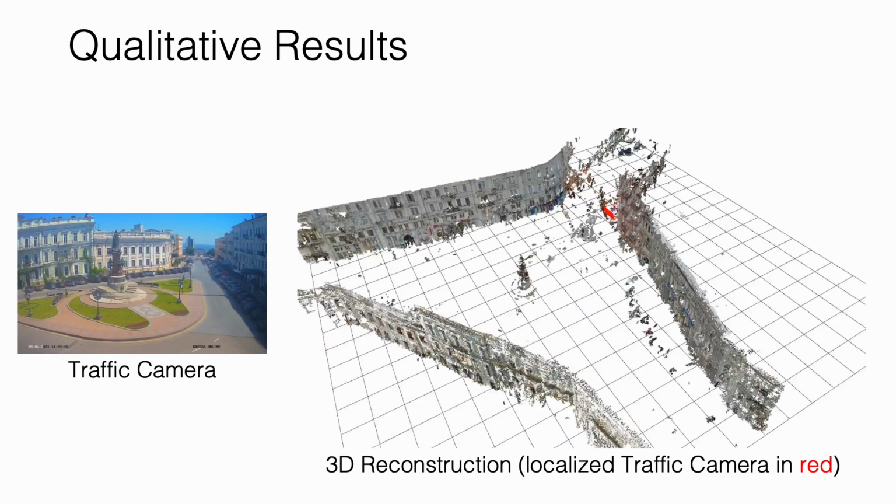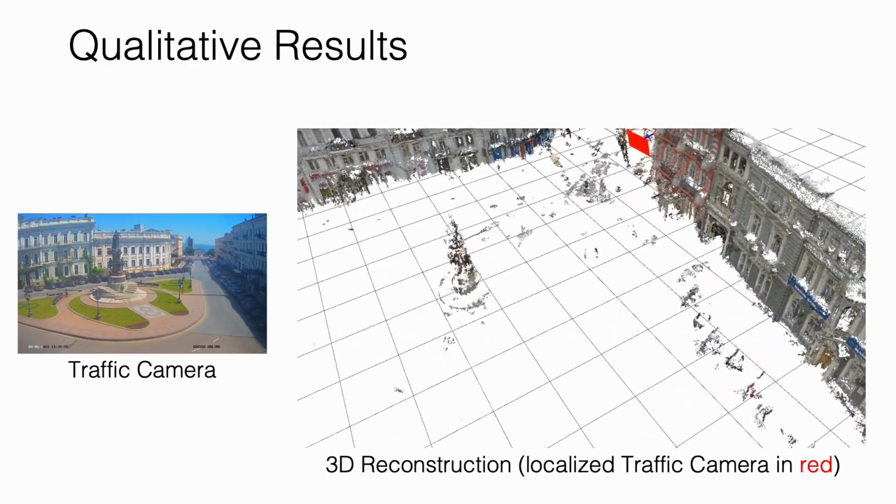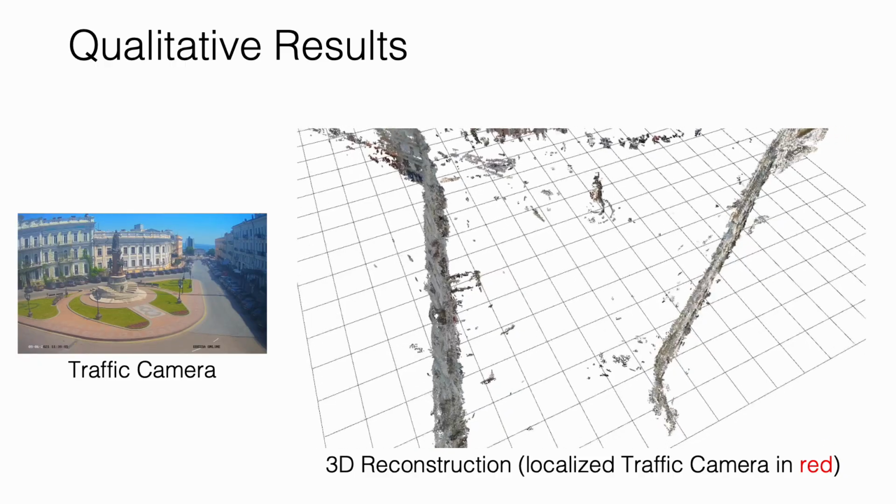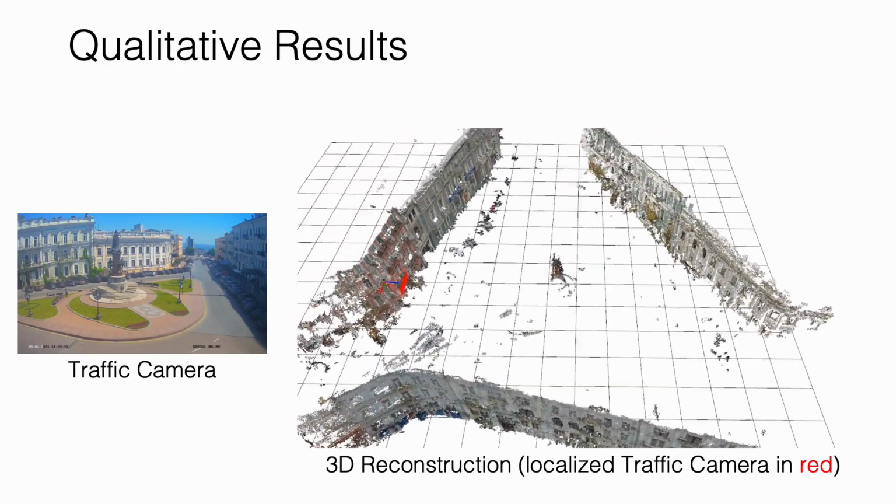In another example, even in a location that is currently challenging to access physically, such as Ukraine, we can still obtain accurate camera calibration parameters.